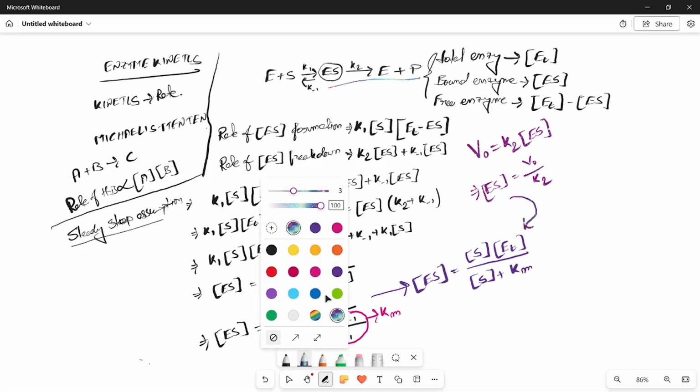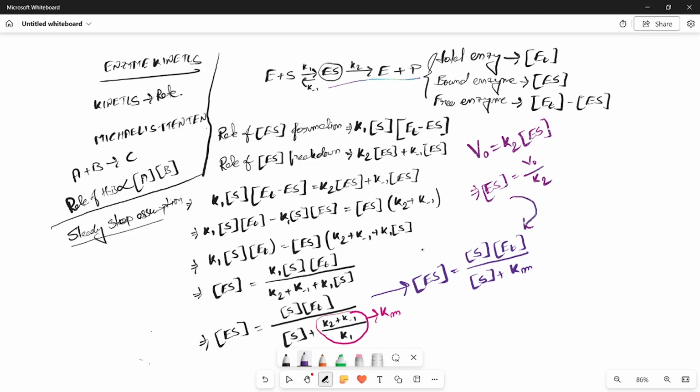Now apply this equation here. What does it really look like? It will look simply like this: V naught by K2, it will go upside, equals ET by S plus Km. Okay.